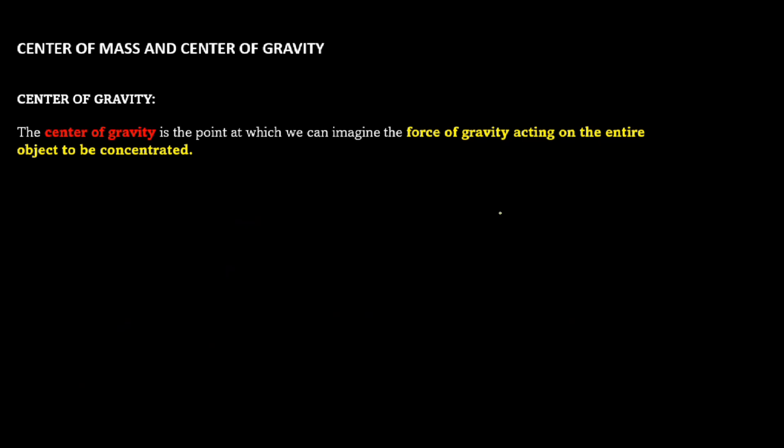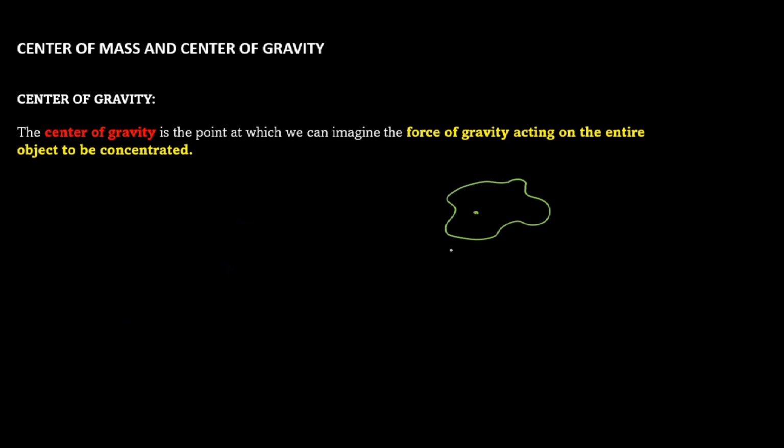Now, what is center of gravity? Center of gravity is a point where we can imagine the force of gravity acting on the entire object to be concentrated. So again, if I have a rigid object and I take a point on this rigid object such that the entire force of gravity acting on this object is concentrated, then this point is considered to be the center of gravity. Now, since center of mass is defined as a point where all the mass of the object is concentrated, that will also be the point where the entire force of gravity is acting on that object.